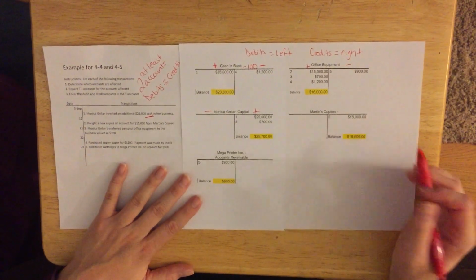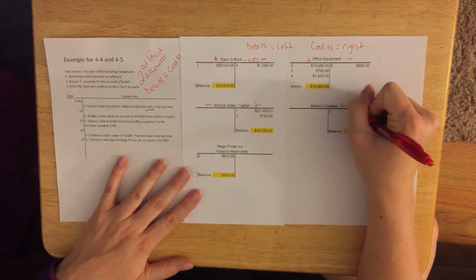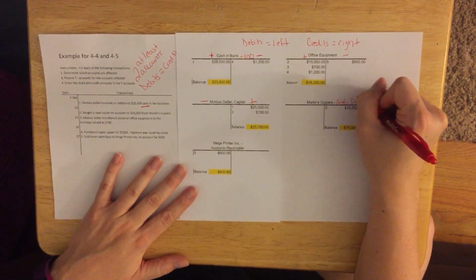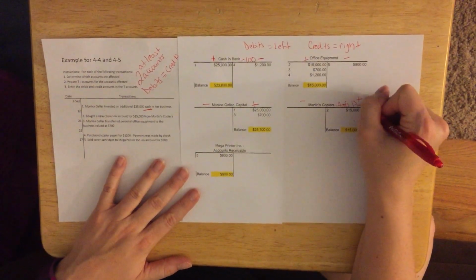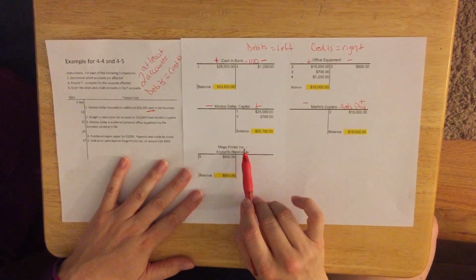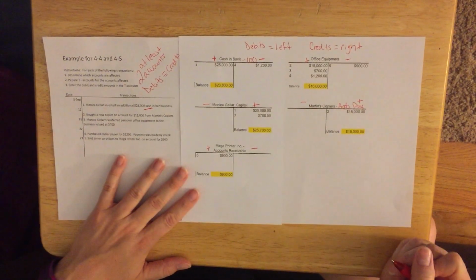Okay, Martin's Copiers, that's an accounts payable right there. Okay, so if we're talking about accounts payable, that means we increase on credit, decrease on debit. Okay, on Mega Printer Incorporated, our accounts receivable, that means we increase on debit and decrease on credit because it's another asset.